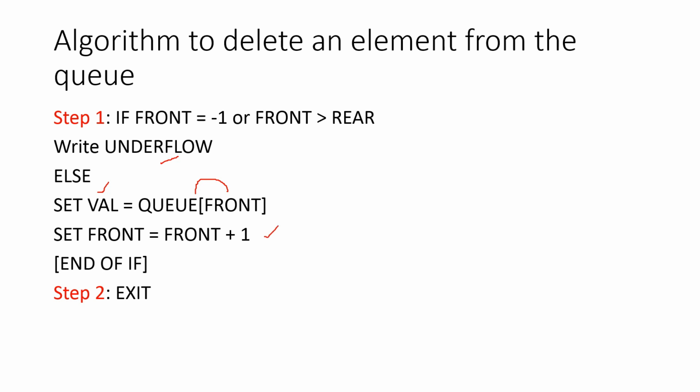That is, in the example, I we have deleted, right. So this is I, and I is stored in val, and then front is shifted to 1. Front was 0, and 0 plus 1 is 1. So that is about the algorithm.